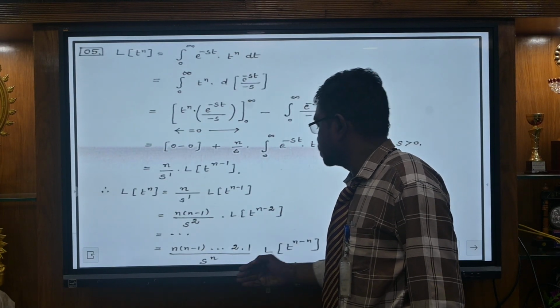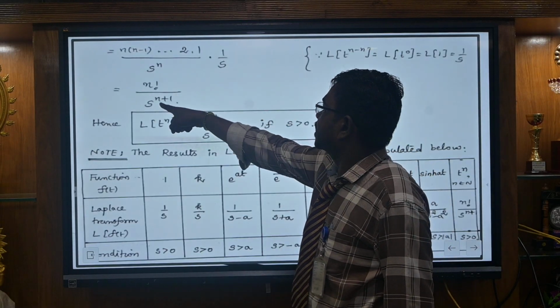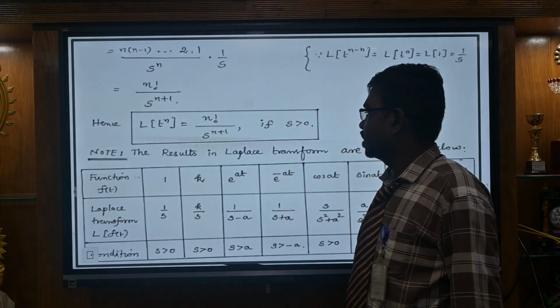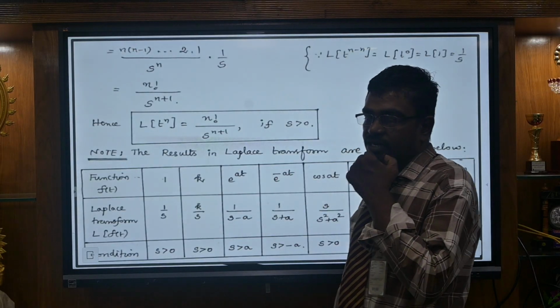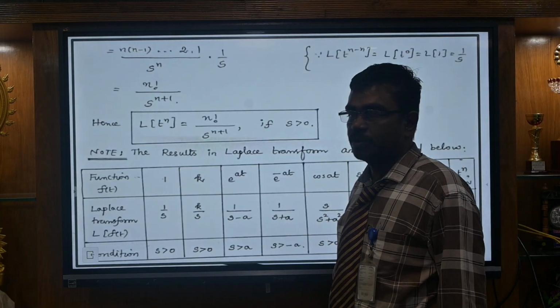Similarly, in the same manner, finally we get n factorial by s power n plus 1. So friends, L of t power n equals n factorial by s power n plus 1. Here s is always positive.